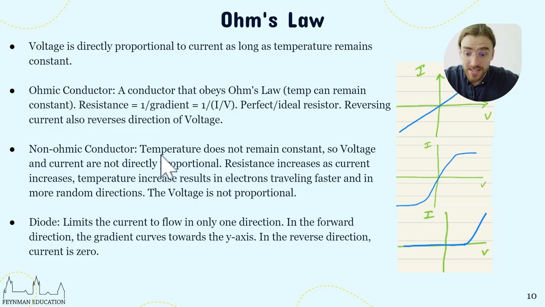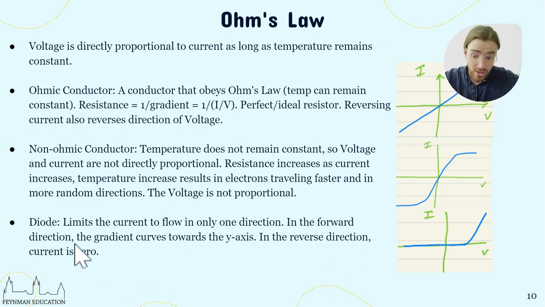But for a non-ohmic conductor, the temperature does not remain constant, so voltage and current are not going to be directly proportional. Resistance is going to increase as the current increases and the temperature increases, resulting in the electrons traveling faster, but in a more random direction. It can be going both ways, you see that. And the voltage is therefore not proportional. So this is the graph of a non-ohmic conductor.